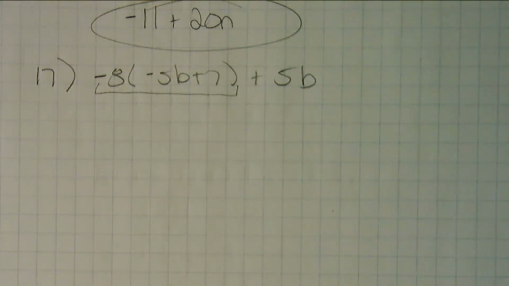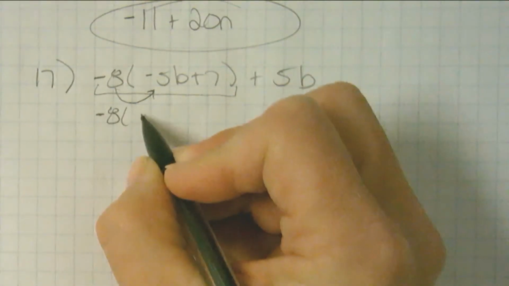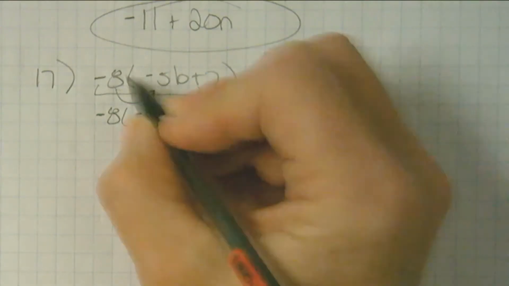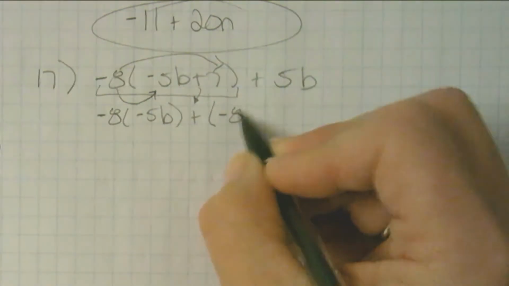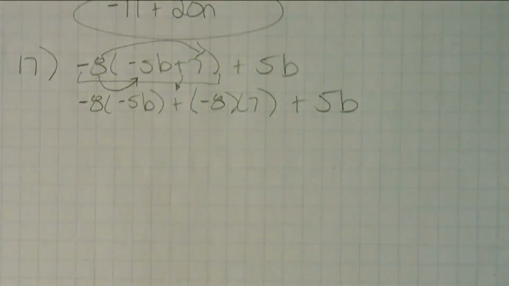I have to get rid of my multiplication. All right, so that means I'm going to do the distributive property. So I have negative 8 times a negative 5b. Bring that plus down from inside the parentheses. Negative 8 times 7. And then plus 5b, because I can't do anything with it yet.